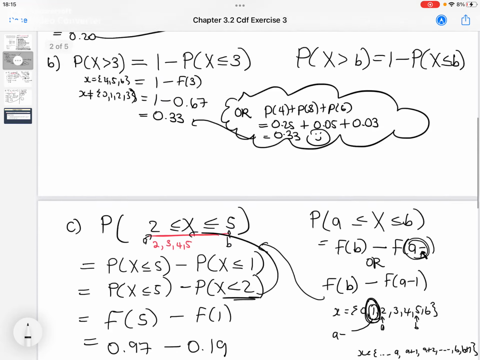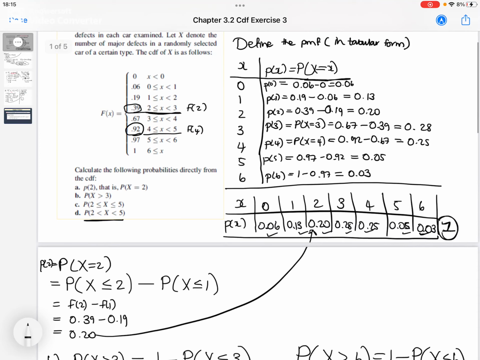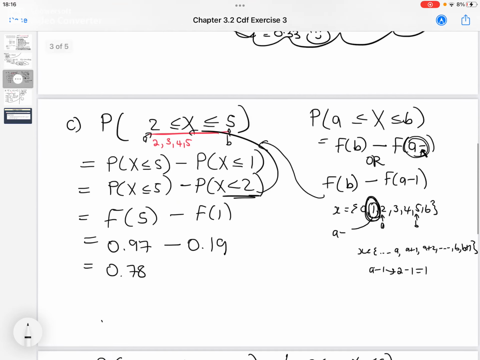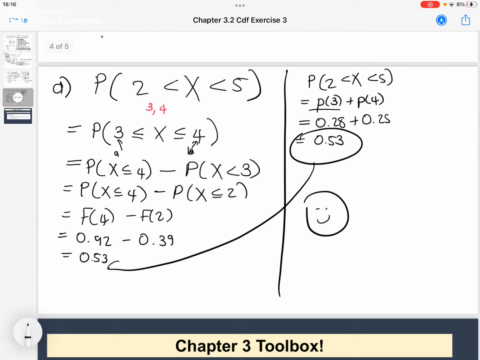Cool. So now, in a test, the instruction would say directly from the CDF, meaning you must use the CDF. So you must use the notation F of x, F of 1. Do not just write P3 plus P4 without using the CDF. So you have to use the CDF. Use F4, use F2, and then you can verify.